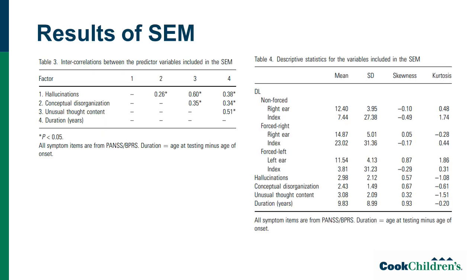So these are two of the tables from the manuscript to show how they represented, outside of their models, the results of their analyses. The first two tables were essentially descriptive and correlations they ran prior to running an SEM. In table 3, they represented intercorrelations between predictor variables included in the SEM. So we all recognize the correlation table. And then in table 4, they presented descriptive statistics for the variables that were included in the SEM.